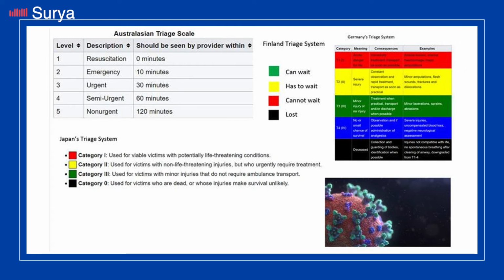Japan has a color-coded 4-level system, with patients being categorized in Category 1 if the patient is suffering from a life-threatening condition, and the least severe category being Category 3, which is used for patients with minor injuries and do not require ambulance transport. Now let us look at examples of how COVID-19 has changed the triage system.